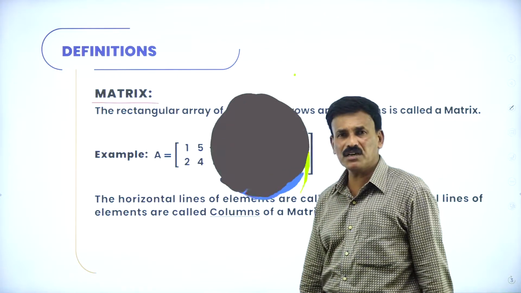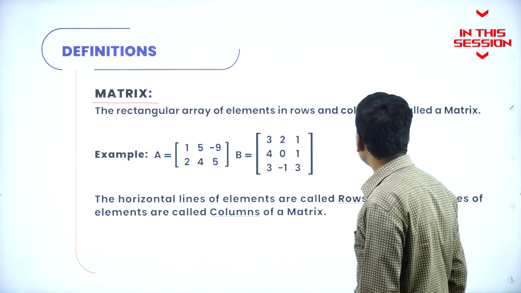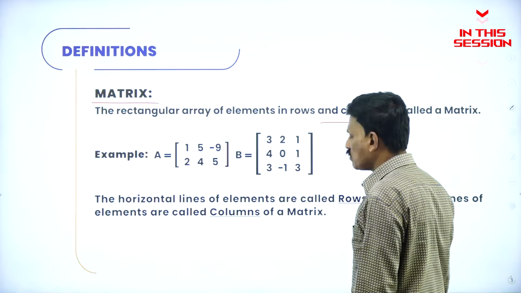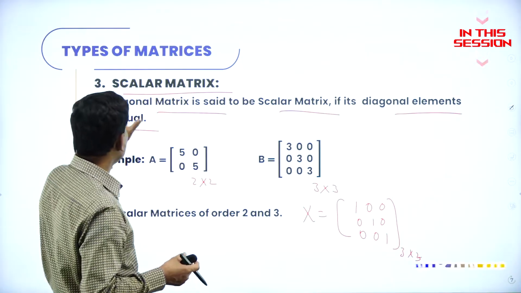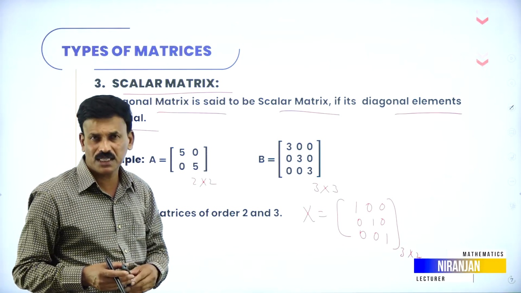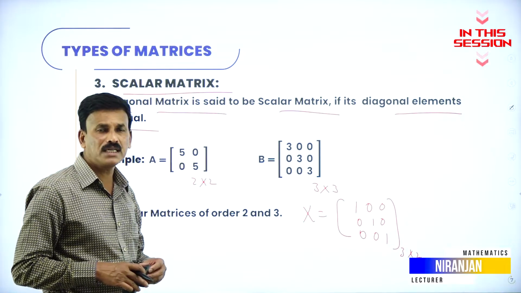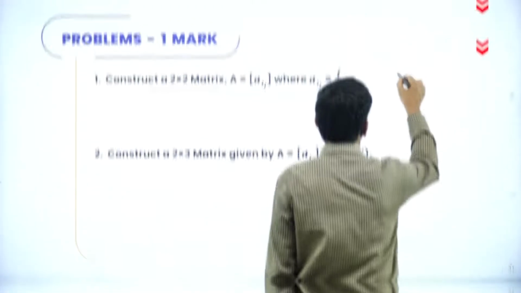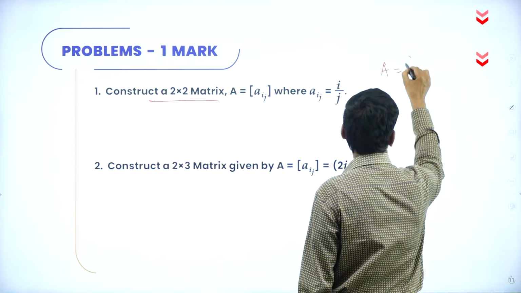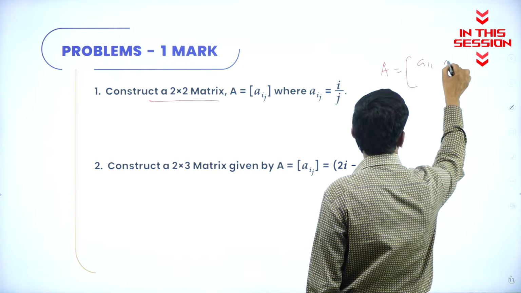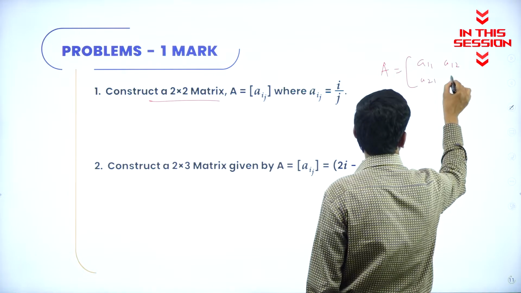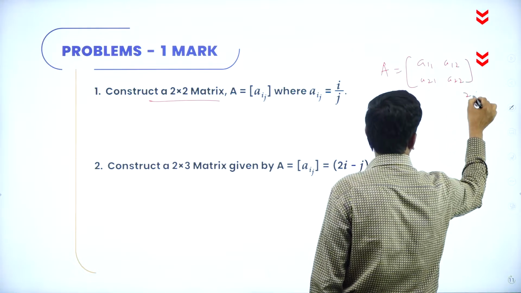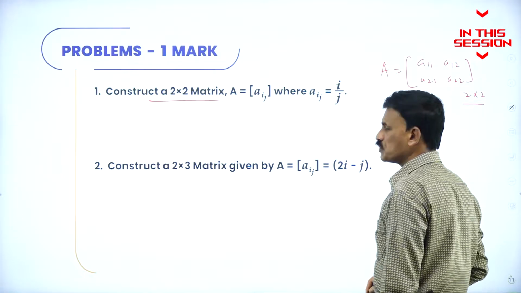The rectangular array or rectangular arrangement of elements in rows and columns is called a matrix. All scalar matrices are examples of diagonal matrices, but all diagonal matrices are not examples of scalar matrices. The matrix of order 2 by 2 can be denoted as A11, A12, A21 and A22, for 2 rows and 2 columns. This is 2 rows, 2 columns.